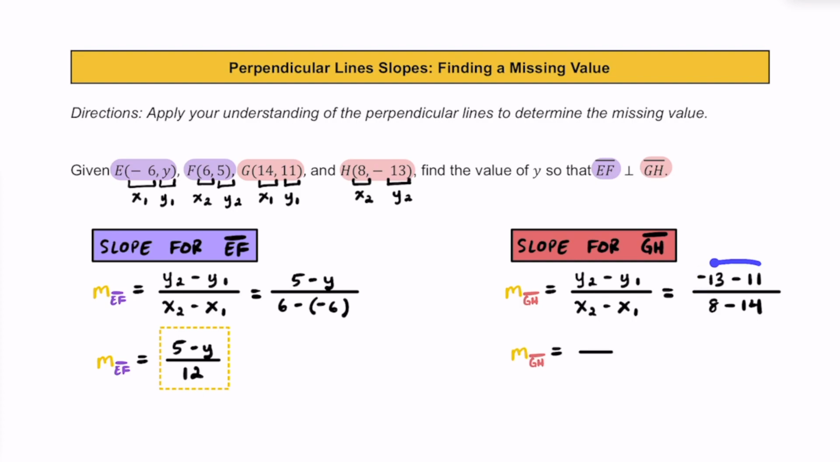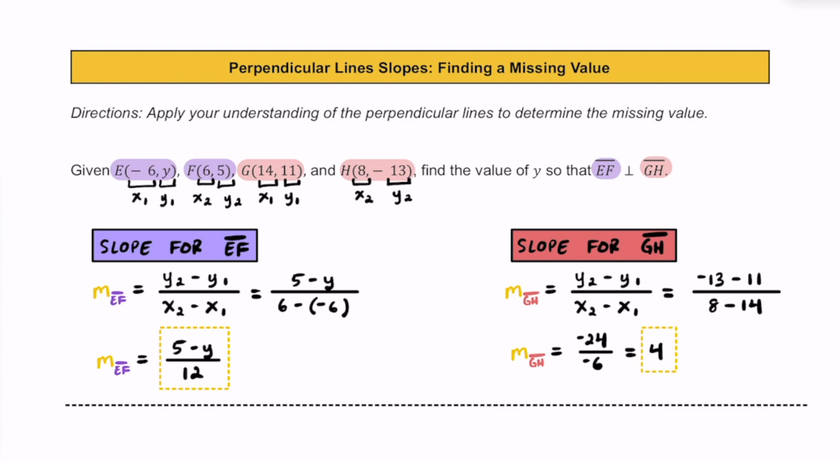But then we can combine these values on top so that we have -13 minus 11, which is going to be -24 on top. And then we can combine this 8 and this -14 on the bottom, so we have a -6 in the denominator. Now -24 over -6 is just going to simplify down to 4, which is going to be the slope for line GH.